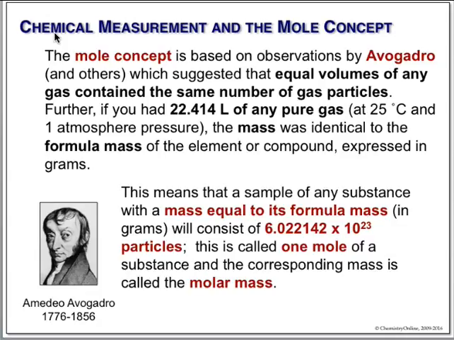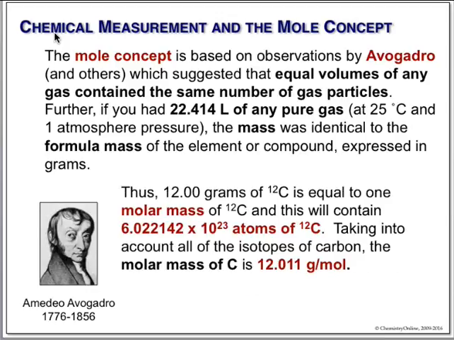If we take any substance, actually it doesn't have to be a gas at all, with the mass of the substance equal to its formula mass, that also contains one mole of particles. This is called the molar mass, the mass of one mole of particles. Today it's defined as 12 grams of carbon-12. The isotope carbon-12, we talked about that, that's the common one. The molar mass of this is 12. The average atomic mass of carbon is 12.01, if you look at your periodic table. This is the molar mass of carbon.